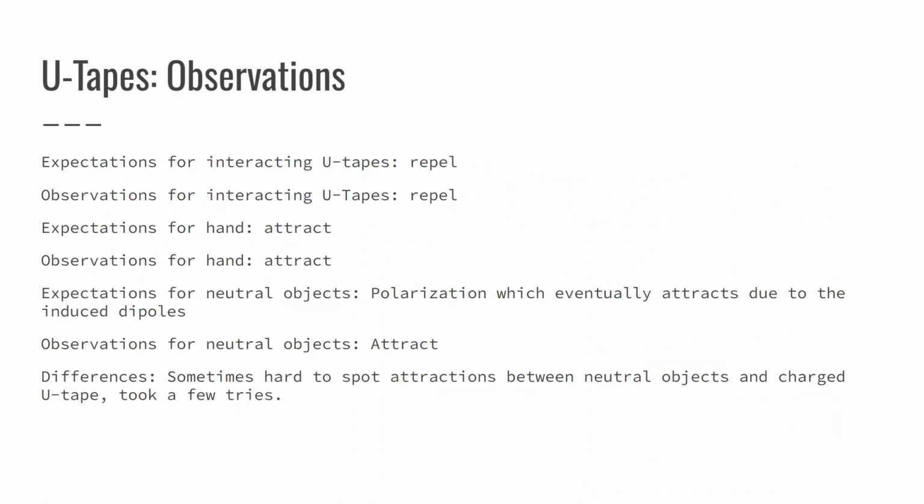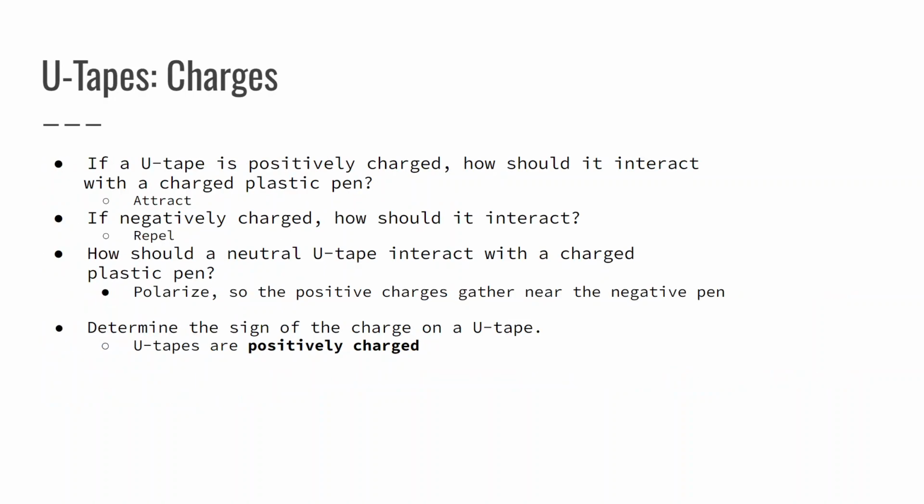Now, the observations for this lab were that the U-tapes repelled each other because they had the same charge, and then were attracted toward my hands because they had unlike charges, and then they polarized, and eventually attracted neutral objects because the charges gathered and then attracted each other. Some differences between my expectations and observations were that it was a little hard to spot attractions between neutral objects and the charged U-tape, so it took a few tries to make sure that they were truly attracted. All of these observations basically confirm the questions in the lab, which say that like charges repel and opposite charges attract, meaning that the U-tapes are positively charged.